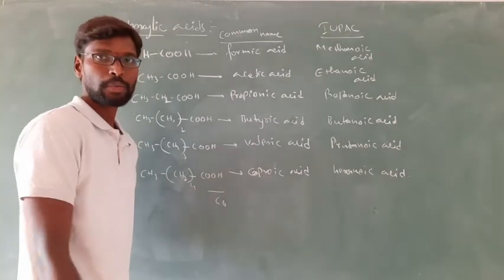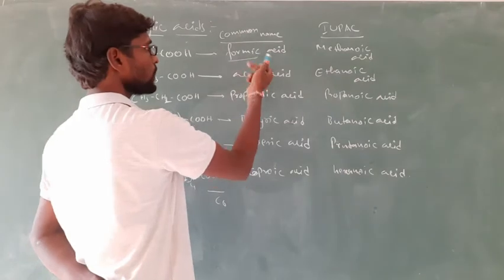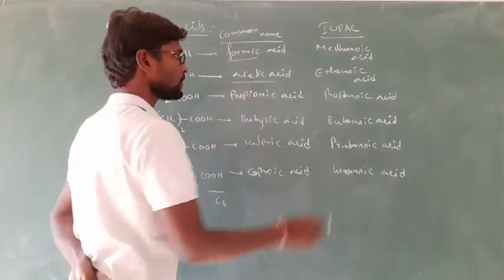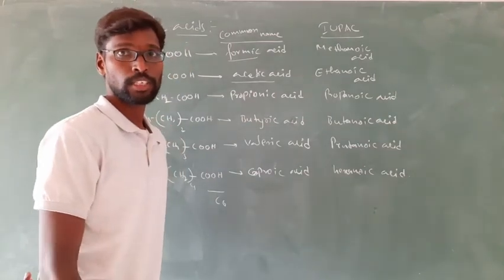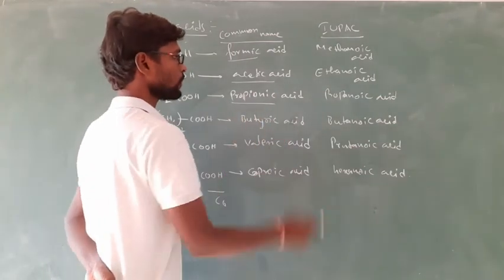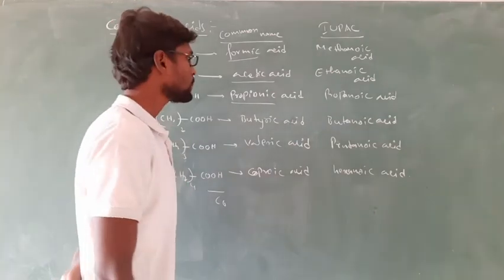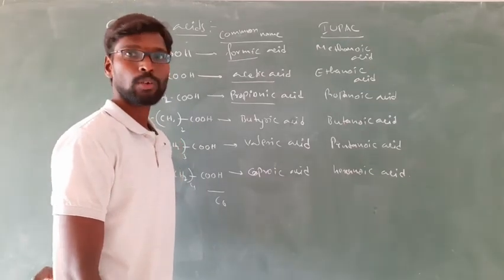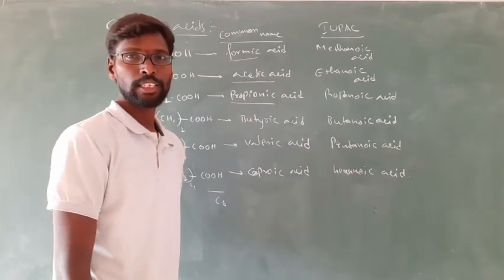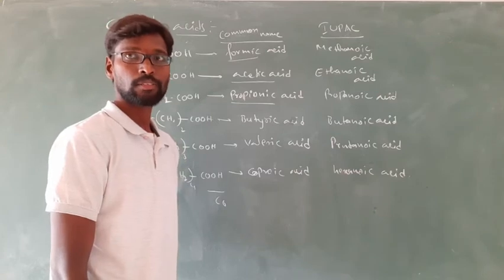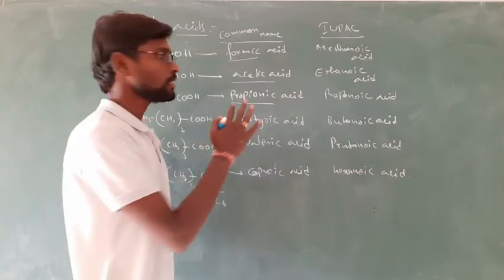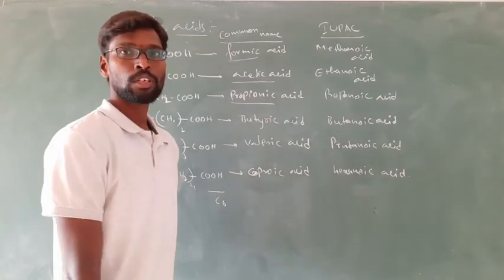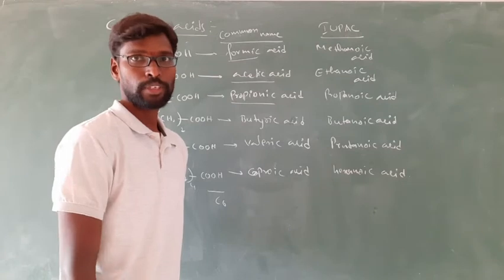So formic acid is present in formica, that means ant stings, and acetic acid comes from acetum, that means sour taste. Next, propanoic acid is generally used as storage. If you want to store your bread or seeds, these components are used. It inhibits the growth of mold or bacteria on food items.